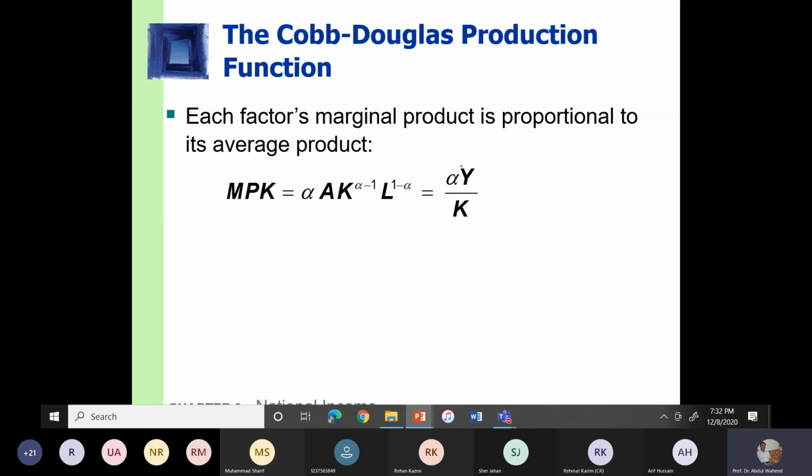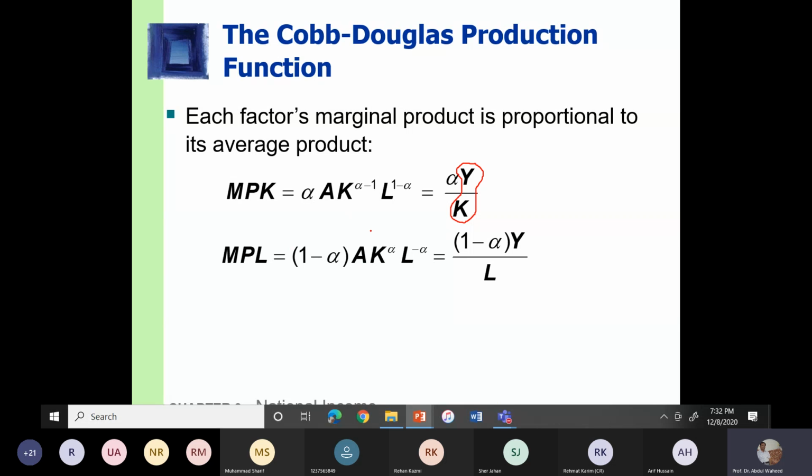Okay, this is the same. That's why we have this, and this is the average product, output divided by capital. So this is the average product of capital. So we can say that the marginal product of capital is proportional to the average product of capital. Okay, this is the average product.